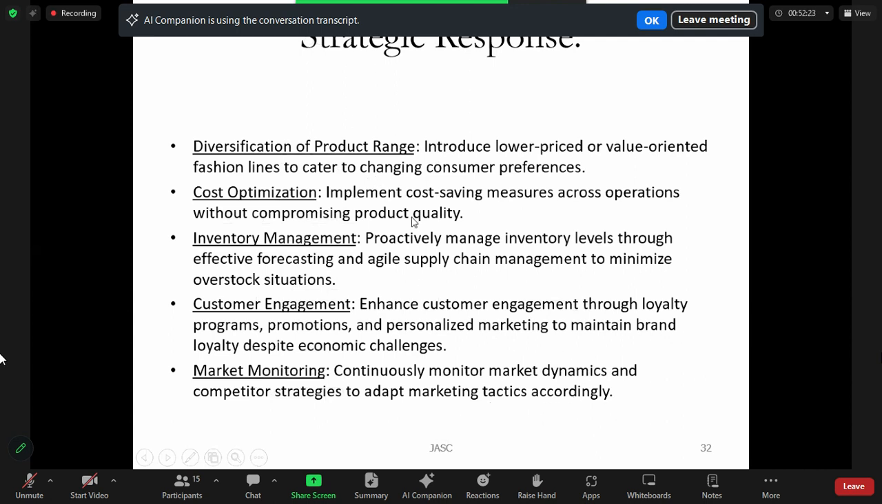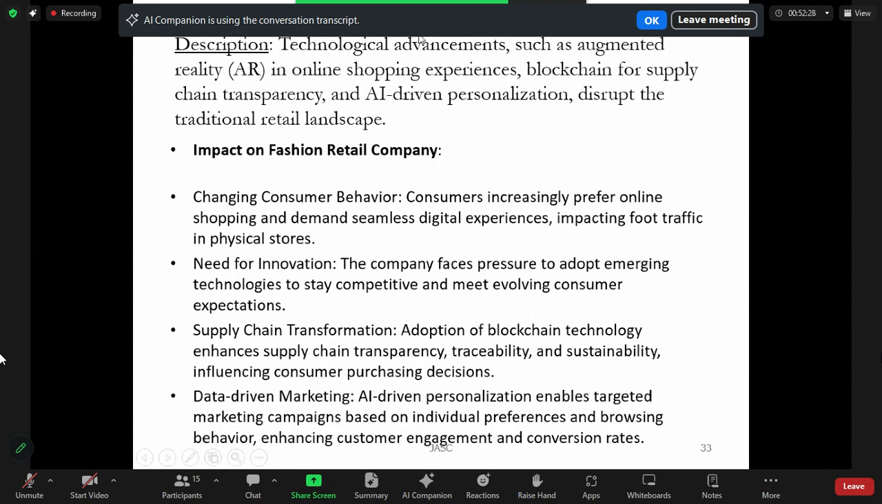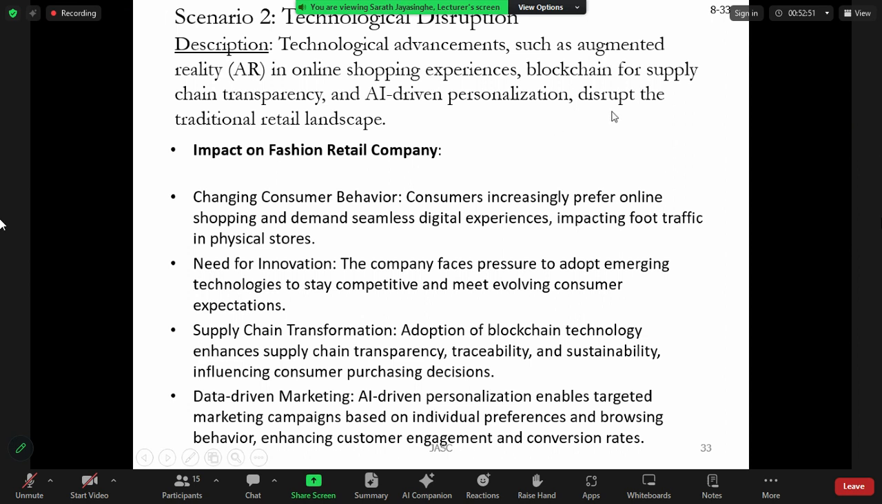And then market monitoring: continuously monitor market dynamics and competitor strategies to adapt marketing tactics accordingly. So then you have to have some kind of scenario. If you get another scenario, technological advancement, such as augmented reality in online shopping experiences, blockchain for supply chain transparency, and AI-driven personalization, disrupts the traditional retail landscape. So traditional methods will be upset, and therefore there will be some disruption.